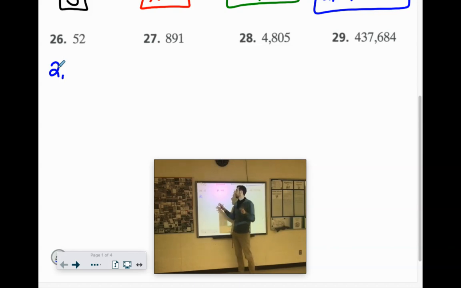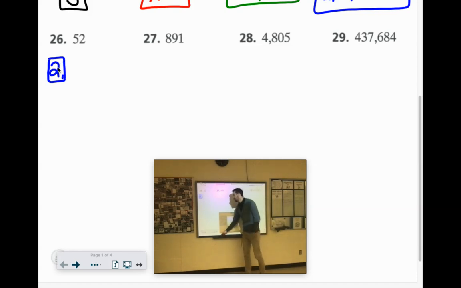No. 6 has to be for 2 and 3. 3 doesn't go in there. So 9 depends on if you add the digits. 5 plus 2 is 7, so that's out. And then for 10, doesn't end in a 0. So 2 is our only factor out of those choices.